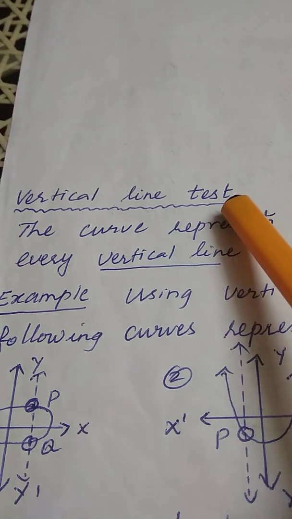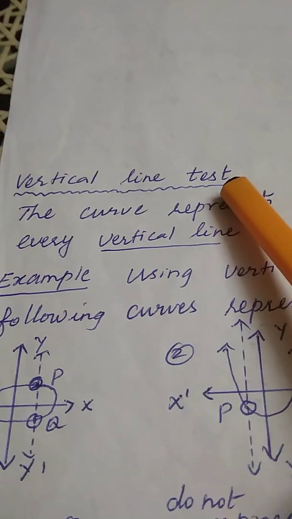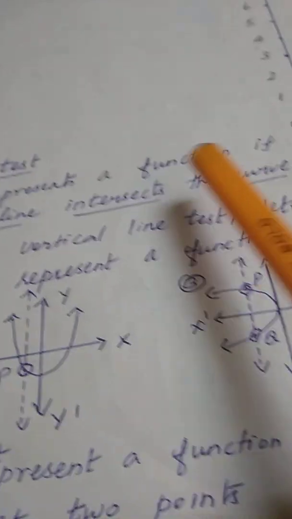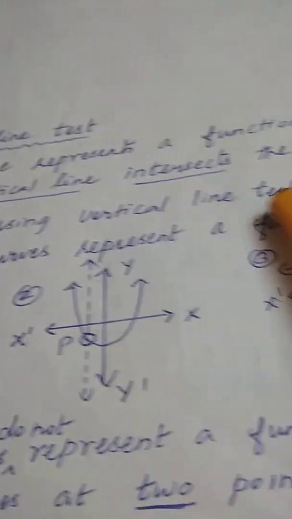So using the vertical line test, we can say whether the given graph is a function or not. The definition is: the curve represents a function if every vertical line intersects the curve in at most one point.